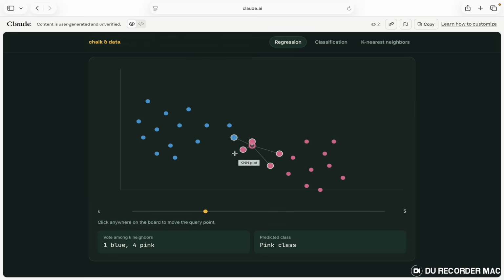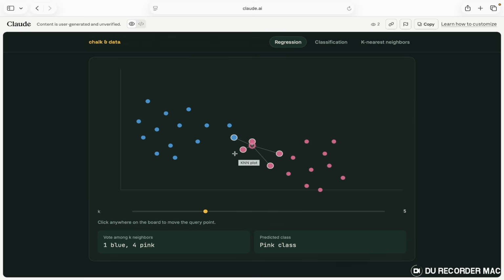So imagine this, you are new in college, you walk into the classroom, you don't know anyone, you want to know which group you're probably going to hang out with. You look around and the 5 students sitting closest to you are blue, blue, blue, pink, pink. Means 3 blue and 2 pinks. So you think, okay, probably I'm gonna go with the blue. That's called just performing KNN.